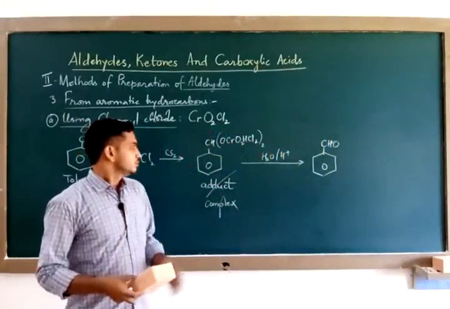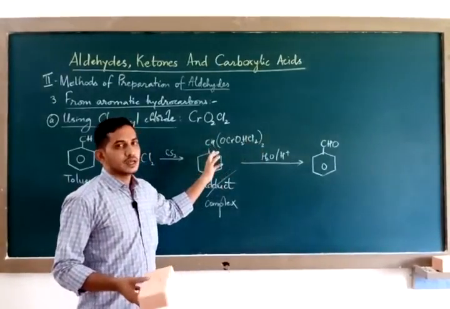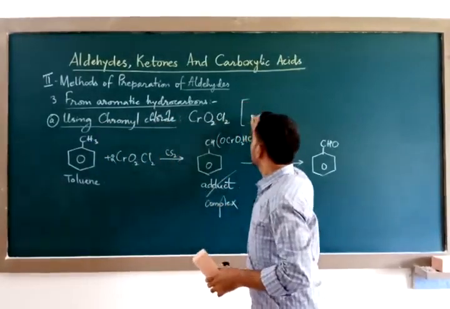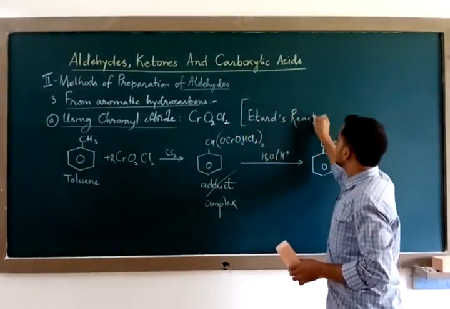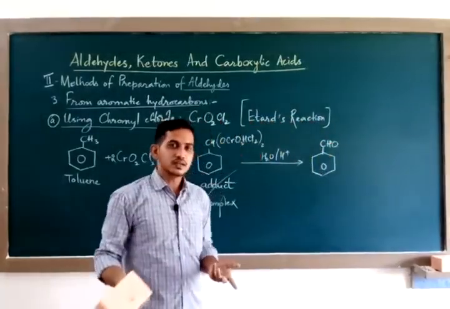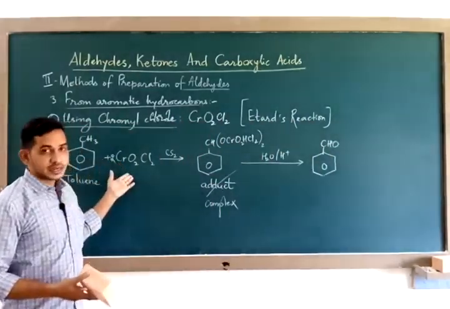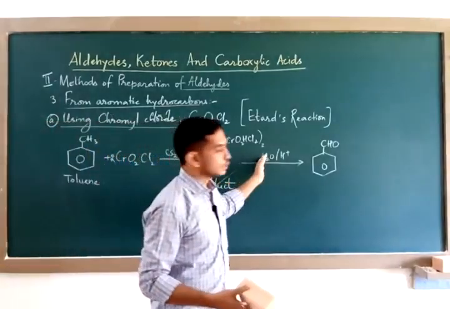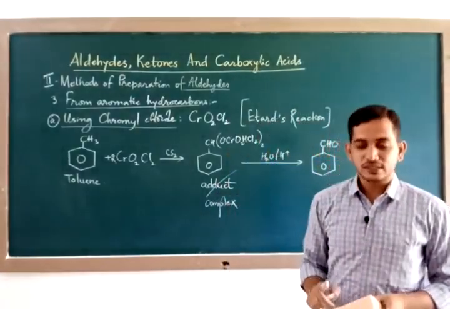Most of the students find this complex difficult to remember. Better if I skip this reaction? Do not skip, because it is also a named reaction and an important reaction in the exam. It is called Etard's reaction. This reaction was given by Etard, therefore it is called Etard's reaction. How do you write in statement form? When toluene is reacted with chromyl chloride in the presence of carbon disulfide, a complex is obtained whose hydrolysis gives you benzaldehyde. This reaction is called Etard's reaction.